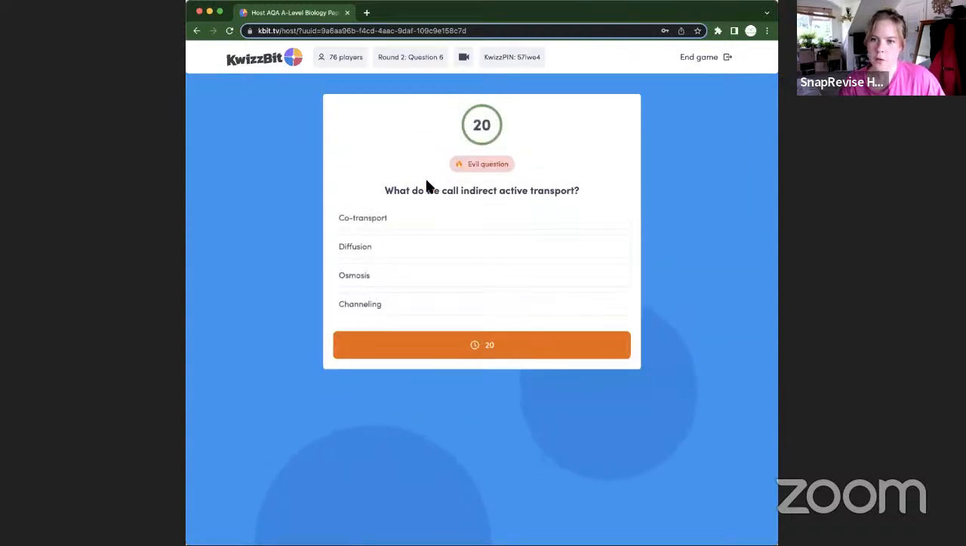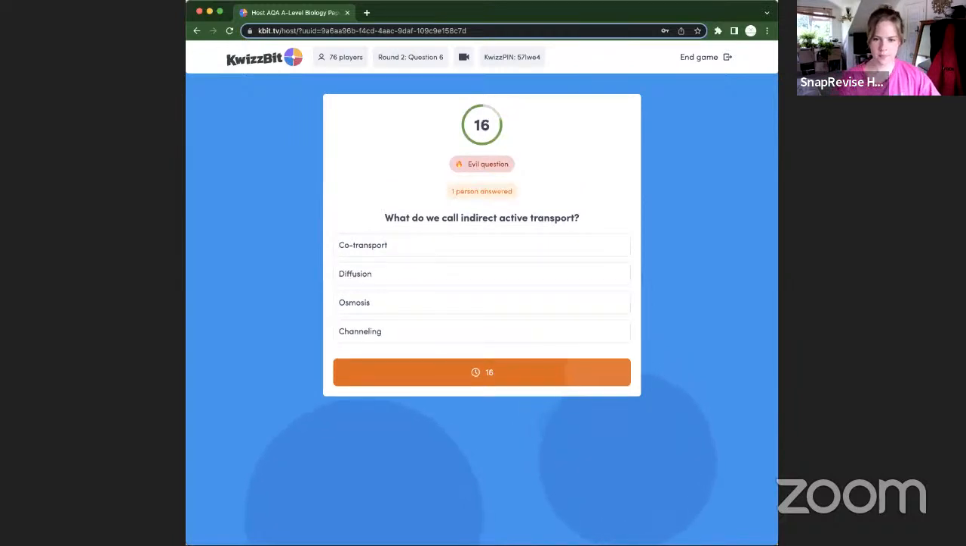Okay, what do we call indirect active transport? Another very simple question, but it's a good one to make sure you have all of these differences clarified. This quiz should be helpful for you if you're doing OCR. There are lots of overlaps, but don't panic if you see a question and think, I've never seen this before in my life.